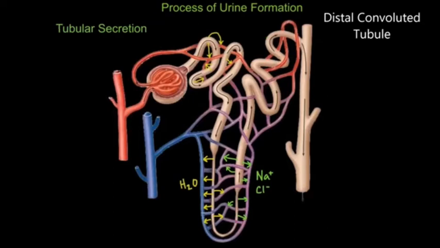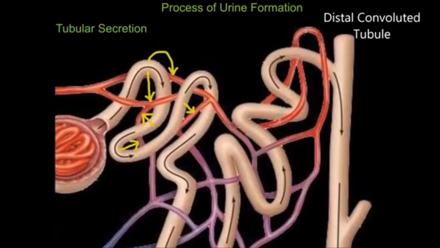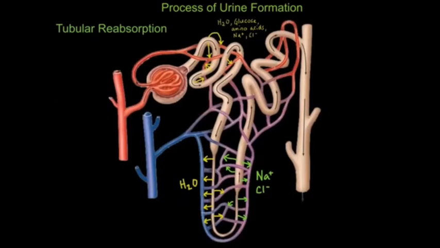In the distal convoluted tubules, we see the tubular secretion of ammonia, hydrogen ions, potassium ions, and drugs. And finally, after the distal convoluted tubules, the substance is now called urine.